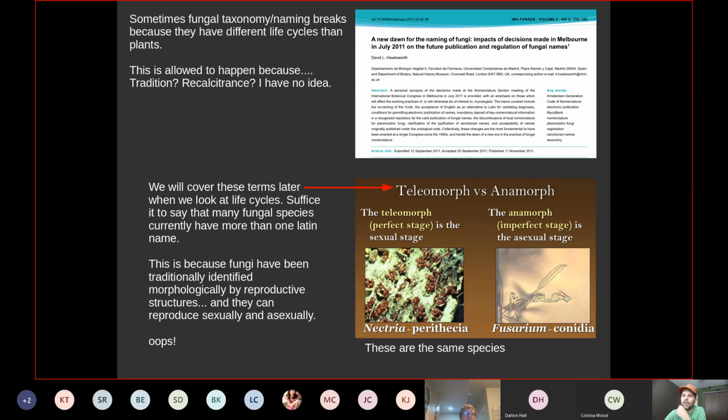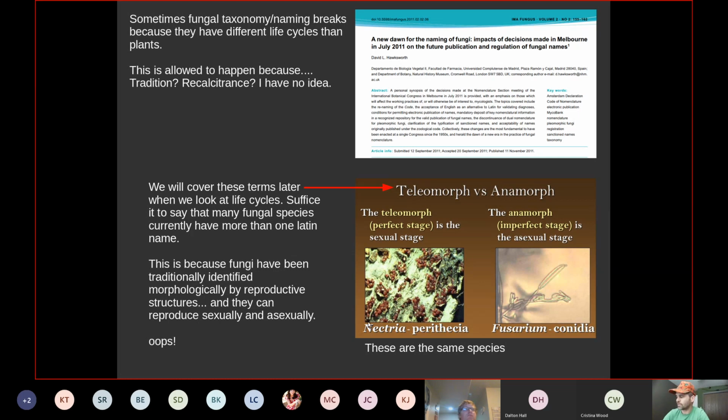Because we're stuck with plant naming rules for fungi, it doesn't always work, and nobody cares enough to fix it for real, or at least the plant people say, no, you have to keep naming them according to our rules. Sometimes the taxonomy breaks, all right? So we're going to look at this closer later when we start looking at the benefits of sex. But fungi often have two names or even more. The same species will have two different names.